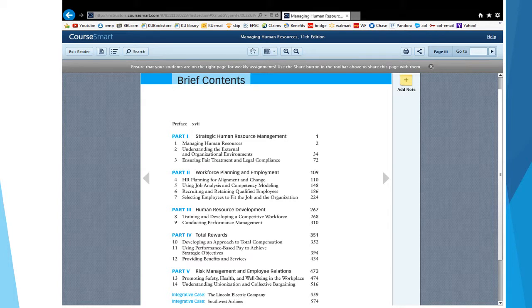So first we're going to take a look at the brief contents of the book. This is an overview of the entire textbook, all broken into 5 parts. Part 1, called Strategic Human Resource Management, contains the first 3 chapters. Part 2, Workforce Planning and Employment, contains the next 4 chapters, and so on. Now, I don't want you to take your subtopics off this page because these are just too broad. You couldn't cover them in your analysis.